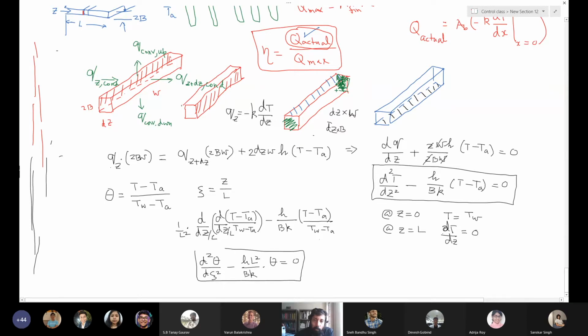So you should be getting this by now. This is the dimensionless differential equation. And the boundary condition: at zeta equals 0, theta equals 1.